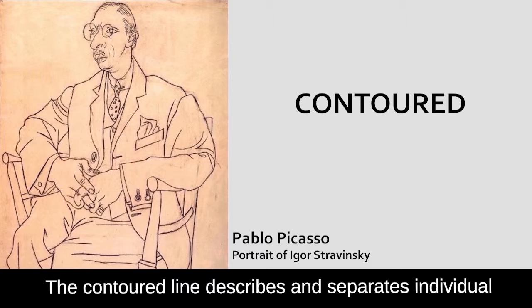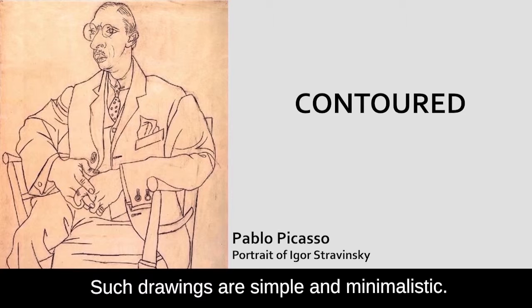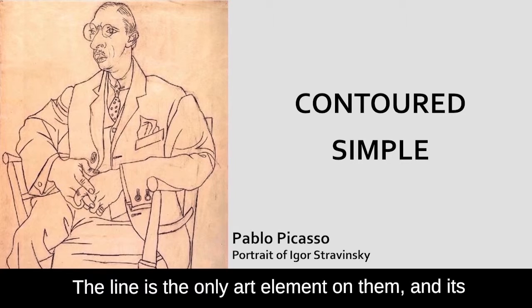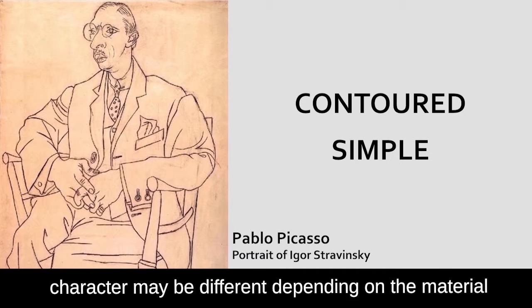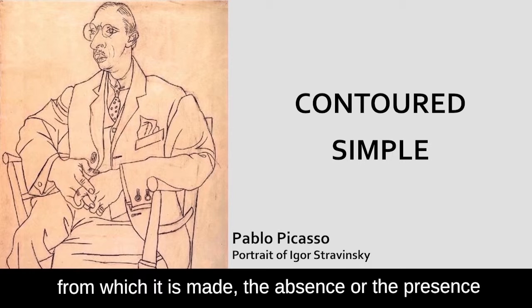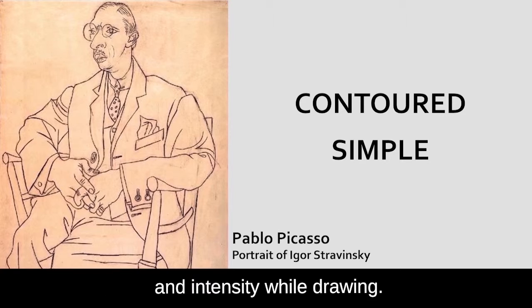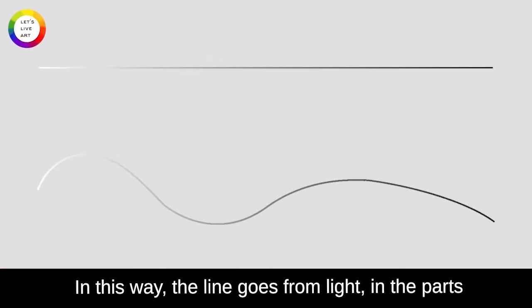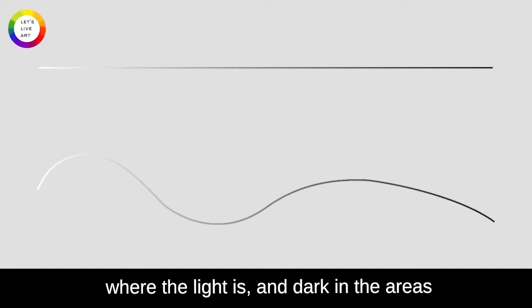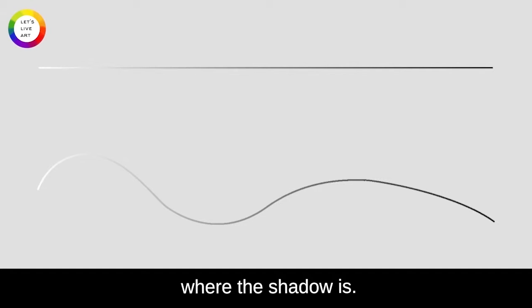The contoured line describes and separates individual shapes in drawing. Such drawings are simple and minimalistic. The line is the only art element in them, and its character may be different depending on the material from which it is made, the absence or the presence of the values the artist presents with pressure and intensity while drawing. In this way, the line goes from light in the parts where the light is and dark in the areas where the shadow is.